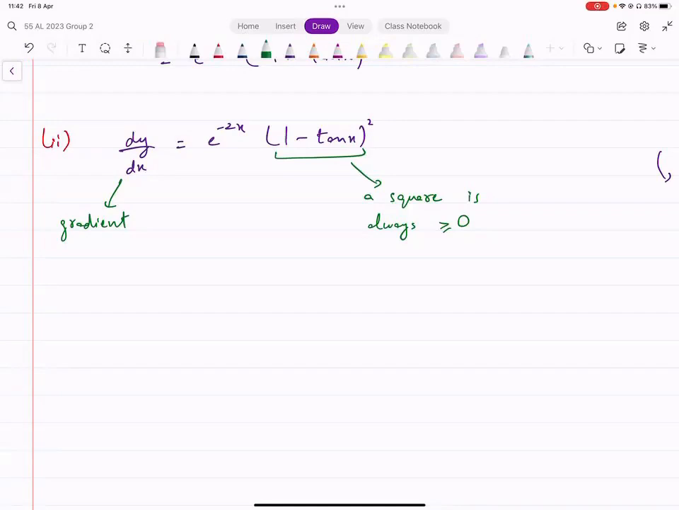What about this thing? E raised to power minus 2x. This always has to be positive. 0 भी नहीं हो सकता है. It has to be always positive. What's the reason for that? E is a positive number. E is 2.71 something. किसी भी positive number की आप जो मर्जी power ले लो, it can never be negative.